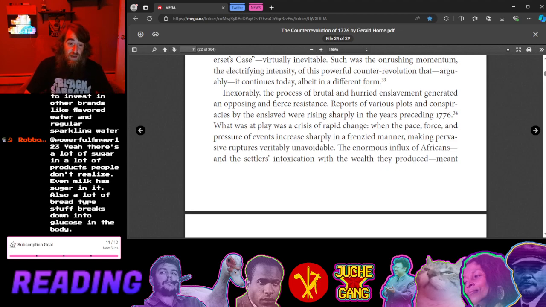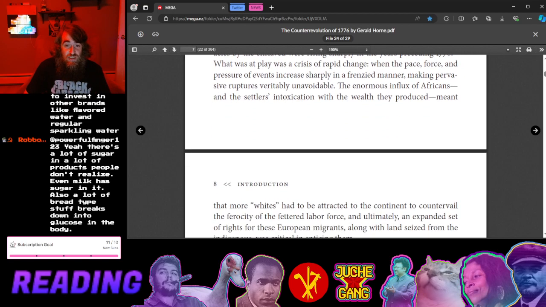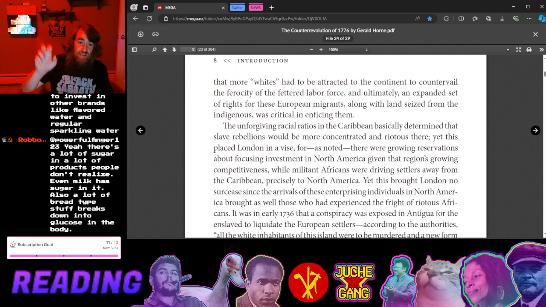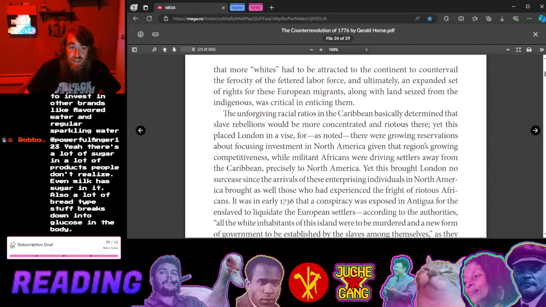The enormous influx of Africans and the settlers' intoxication with the wealth they produced meant that more whites had to be attracted to the continent to countervail the ferocity of the fettered labor force, and ultimately an expanded set of rights for these European migrants, along with land seized from the indigenous, was critical in enticing them.